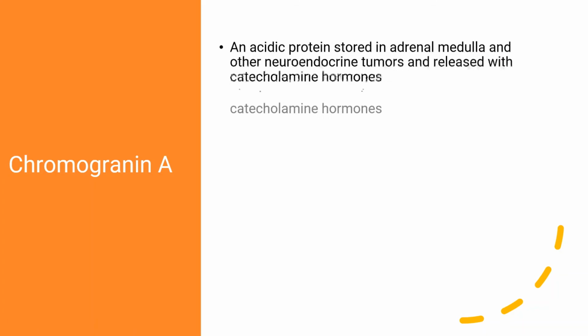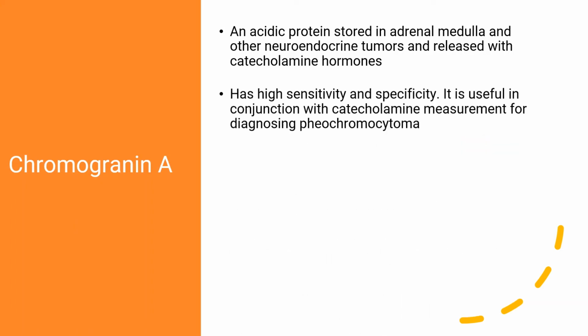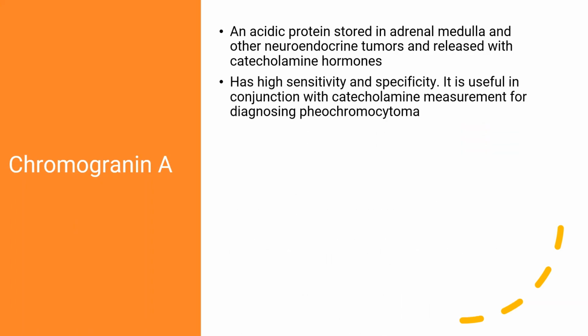Chromogranin A is an acidic protein stored in the adrenal medulla and other neuroendocrine tumors. So it is released with catecholamine hormones. Therefore, it can be used along with catecholamine measurement in diagnosing pheochromocytoma. Actually, chromogranin A has very high sensitivity and specificity.